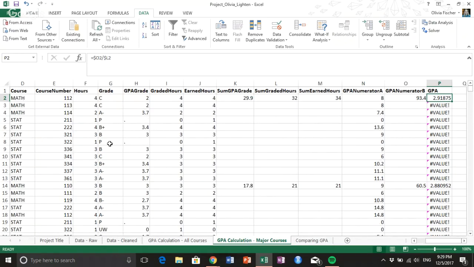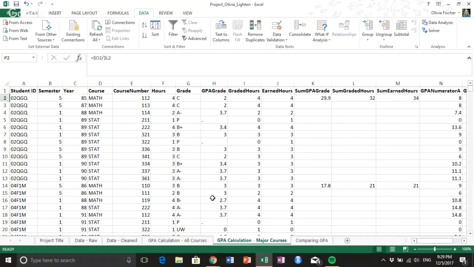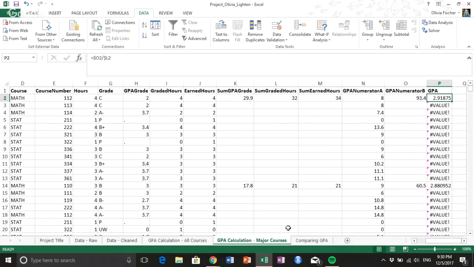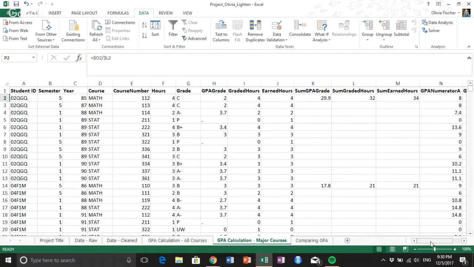So the next thing I did was, all these students were actually stats majors. I got this data from the stats department. So I filtered out all of the observations that were not math or stat classes. Then I did the exact same calculations, but now this is their GPA only for their major, so only for the classes they did that count towards their major.